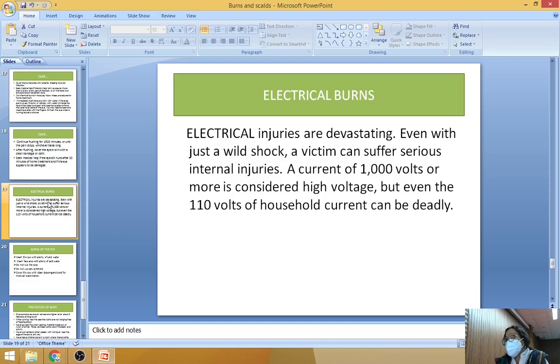If you see a burn patient with an electrical burn, you cannot see it from the outside. Outside it is not that much visible, but it is more dangerous than the other burns. Even with just a mild shock, a victim can suffer serious internal injuries. It may not be external, but internal, and it is a serious injury. A current of 1000 volts or more is considered high voltage, but even the 110 volts of household current can be deadly. We have to be very careful.